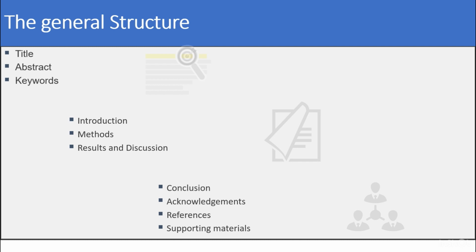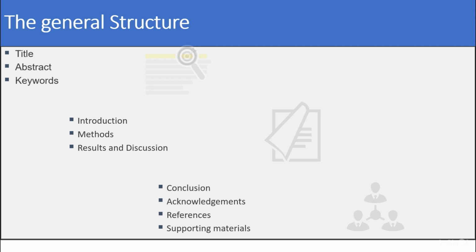Usually, readers' time is not unlimited. You need to make sure that your article is as concise as possible, but also elaborate enough to provide the point that you want to deliver from your manuscript. The last group of sections is at the end of the manuscript, and this includes the conclusion, the acknowledgement, the references, and the supporting materials.